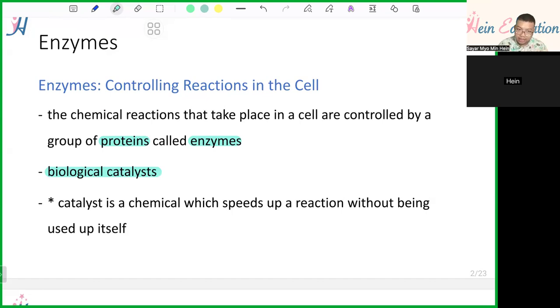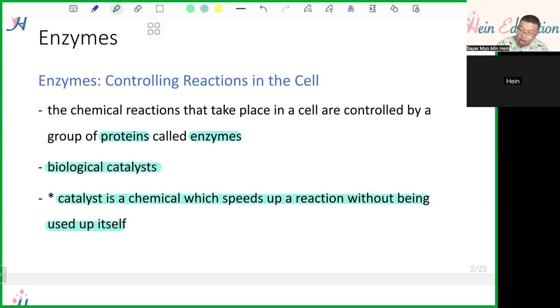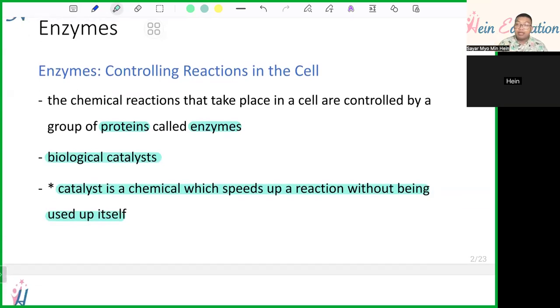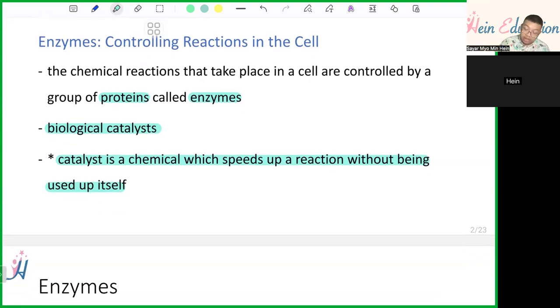So what is a catalyst? A catalyst is a substance which speeds up the rate of reactions without being used up by itself. So this is a really important statement. A rate of reaction can happen faster, without the catalyst being used up. If it is not used up, it means we can reuse the enzyme again and again. So enzymes are reusable, unless they get denatured.